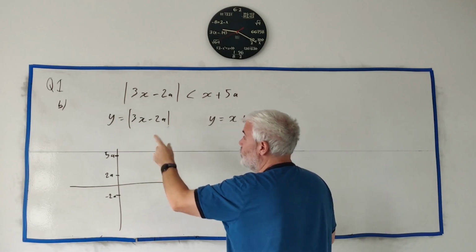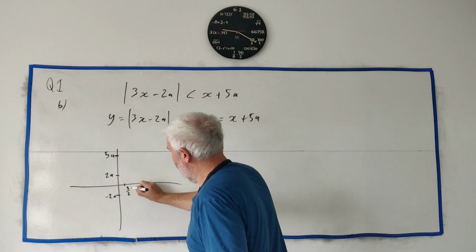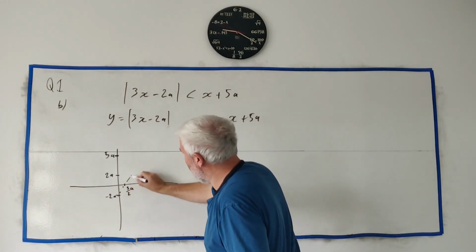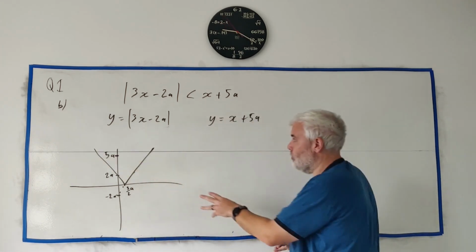No, sorry, 3 over 2 times a. So let's put that down here. 3 over 2 times a. So from the first part, we learned that this would look something like this. Fill that in, that bounce up. That's what the first part would look like.